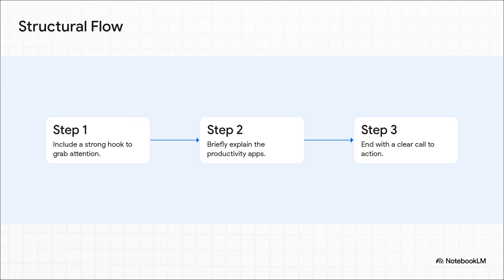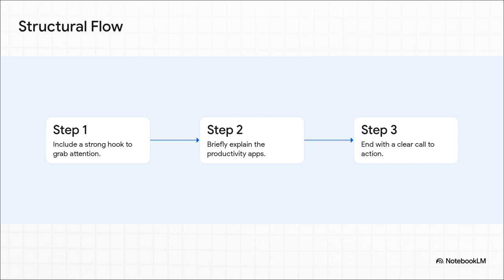Okay, so we've got our persona, our time frame, and our density. Now we need a track to run on. The prompt demands a specific structural flow. Step 1, a strong hook. Step 2, briefly explain the apps. And Step 3, end with a call to action. By explicitly stating these requirements, it guarantees a complete, engaging narrative arc.